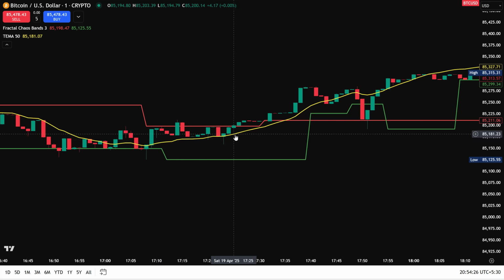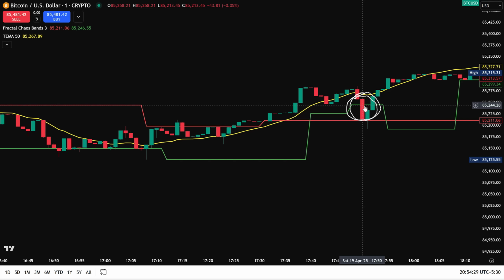If you want to ride the trend a little longer, you can stay in the trade as long as the price continues to move above the yellow TEMA line. This lets you capture more of the upside. Then you can either exit when the price drops below the yellow line or exit at the green line, which in this scenario has flipped to act as a support.